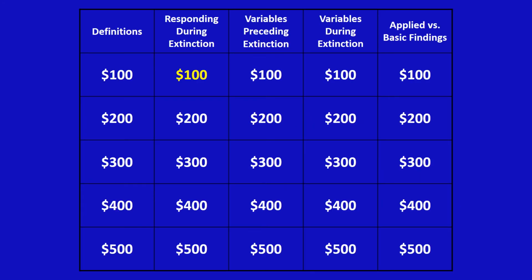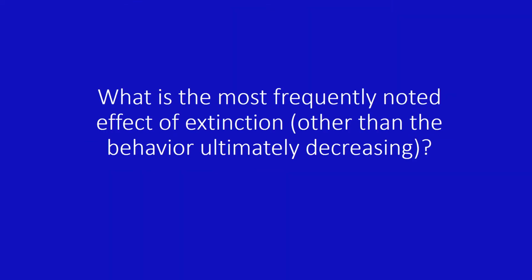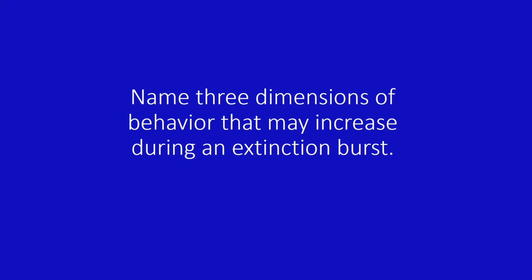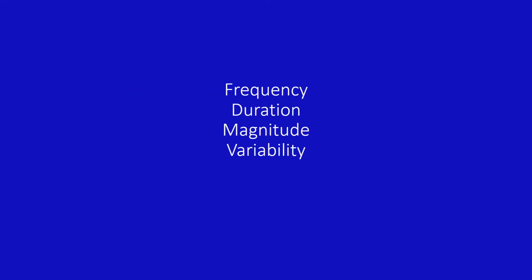Now on to the topic of responding during extinction. What is the most frequently noted effect of extinction other than the behavior ultimately decreasing in rate? The extinction burst. Name 3 dimensions of behavior that may increase during an extinction burst. The most commonly referenced dimension is frequency or rate, but you may also see increases in duration, magnitude, and variability of behavior.